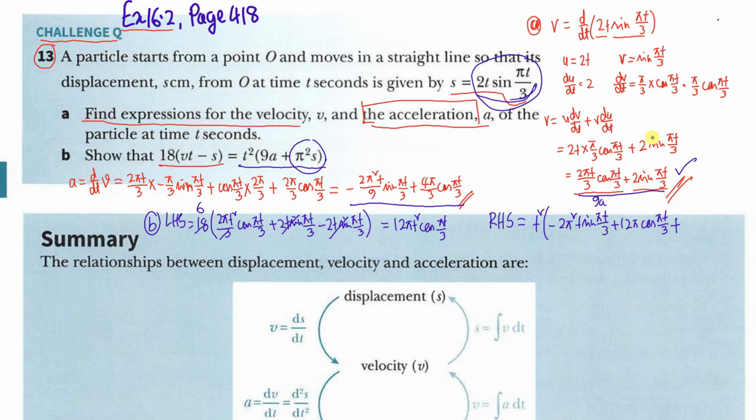If you multiply with pi square, then it turns to 2 pi square t sine pi t by 3. That is the expression we got from there, which is 2 pi square t sine pi t by 3, and the first term we can cut out from there. Then finally we would get 12 pi t square cos pi t by 3. Okay, 12 pi t square cos pi t by 3 and 12 pi t square cos pi t by 3. So the left hand side equals the right hand side.